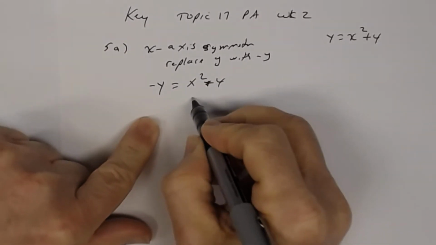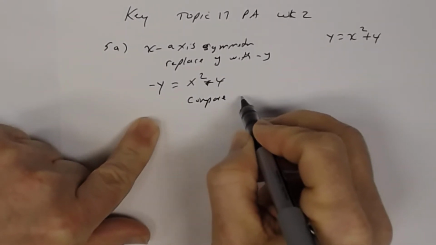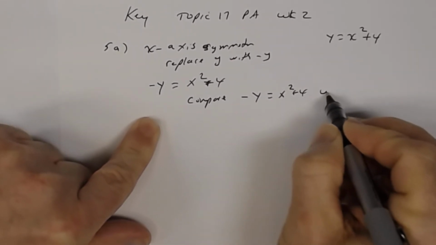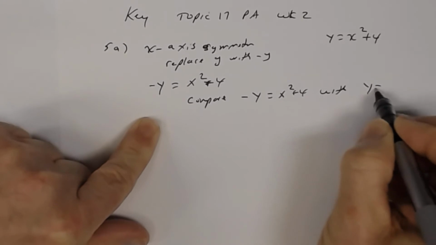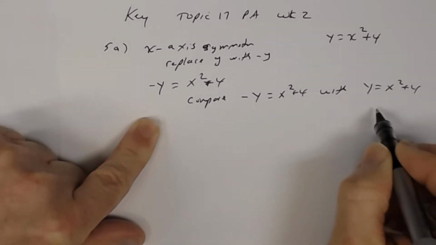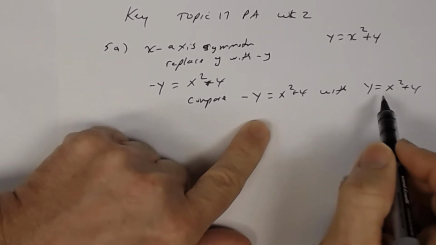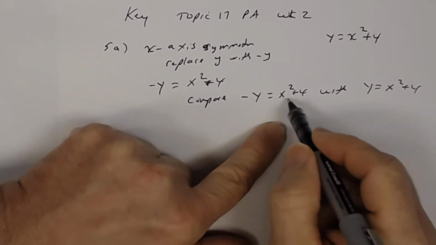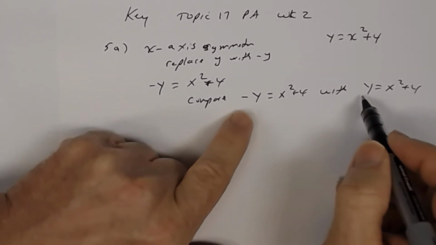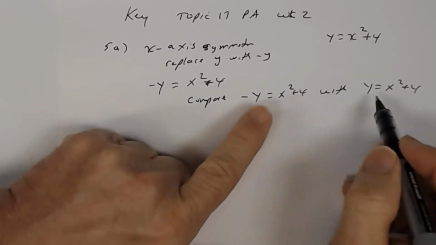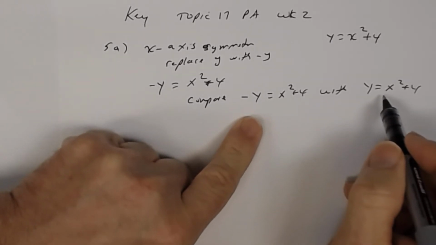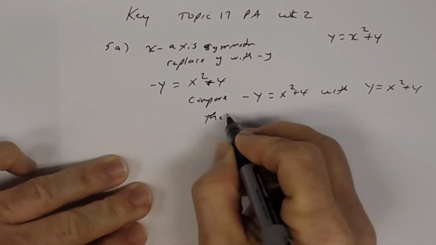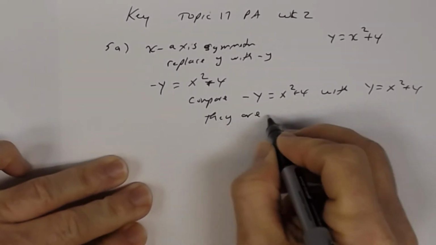So now what you want to do is compare -y equals x squared plus 4 with y equals x squared plus 4. Are those two exactly the same? Well, no, because the right side is the same, but the left side's not. So those two equations are different, and you're going to say they are not the same equation.